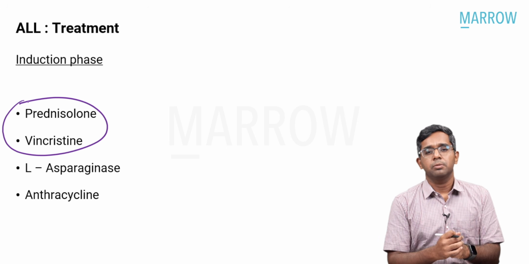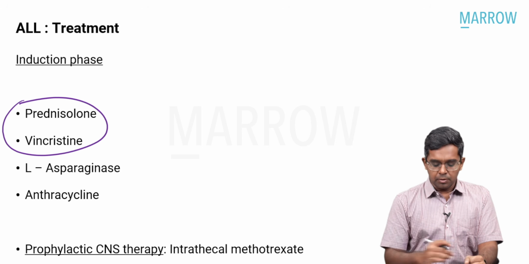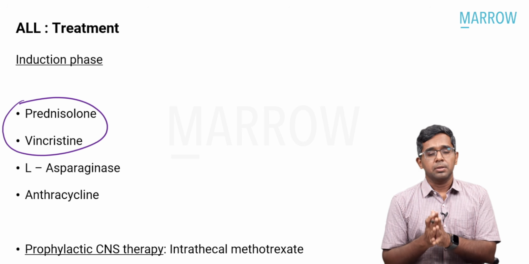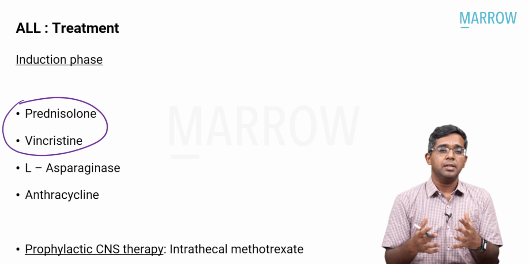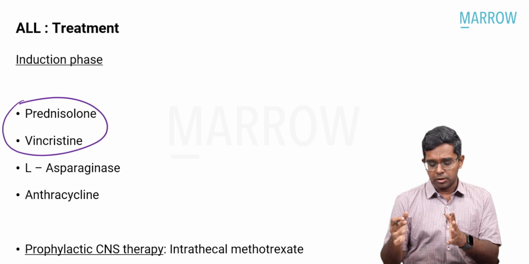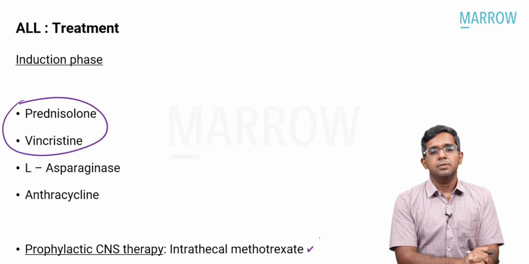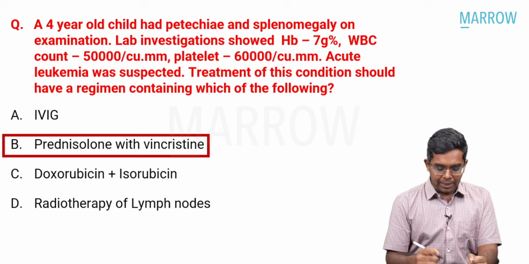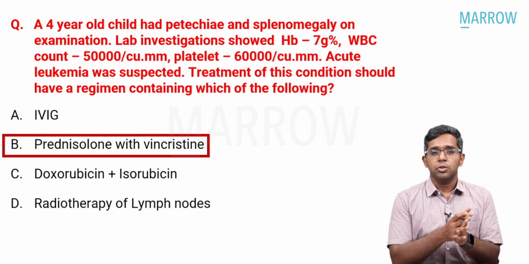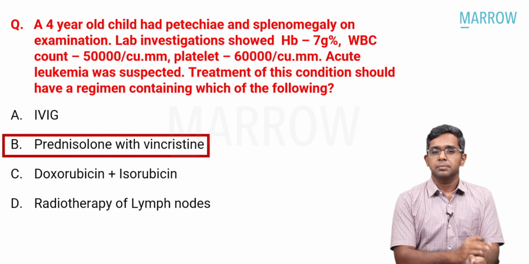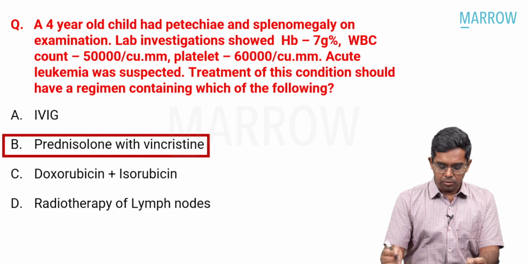One more point I want you to remember at this time is, we can also give prophylactic CNS therapy with intrathecal methotrexate, because some of these children can have a subclinical CNS involvement also. For that purpose, you can use intrathecal methotrexate also. So, based on the information I have given, for ALL, the initial treatment should be a regime containing prednisolone and vincristine. That would be the answer for this particular question.